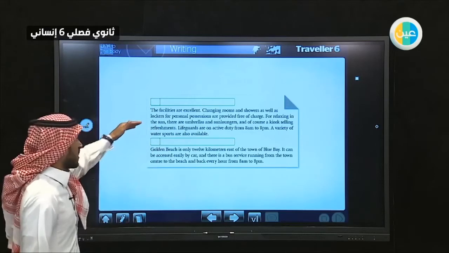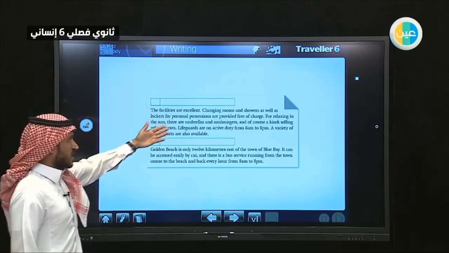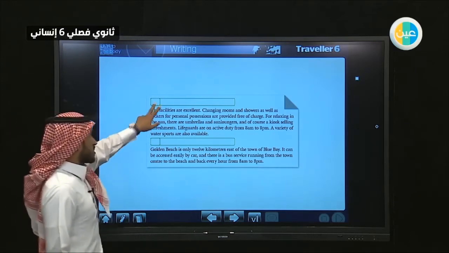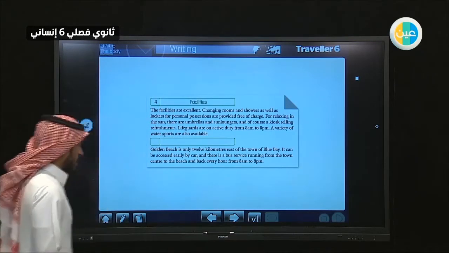After that, we have the facilities are excellent. Changing rooms and showers as well as lockers for personal possessions are provided free of charge. For relaxing in the sun, there are umbrellas and sun loungers. And of course, a kiosk selling refreshments. Lifeguards are on active duty from 8 a.m. to 8 p.m. A variety of water sports are also available. So here it is, number 4. We're talking about the facilities.